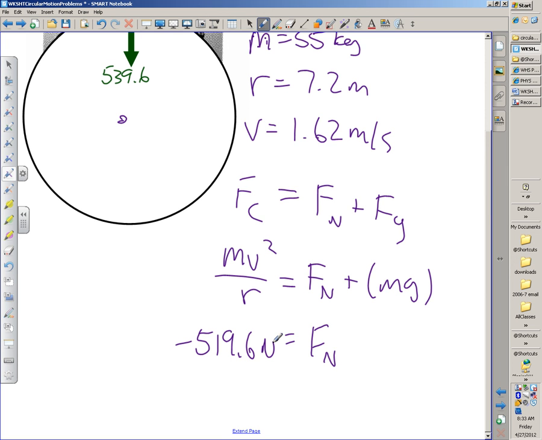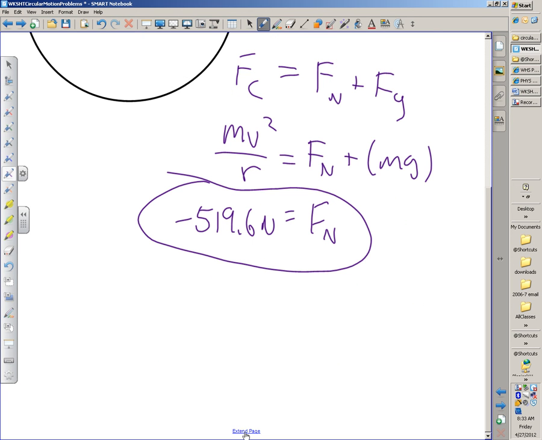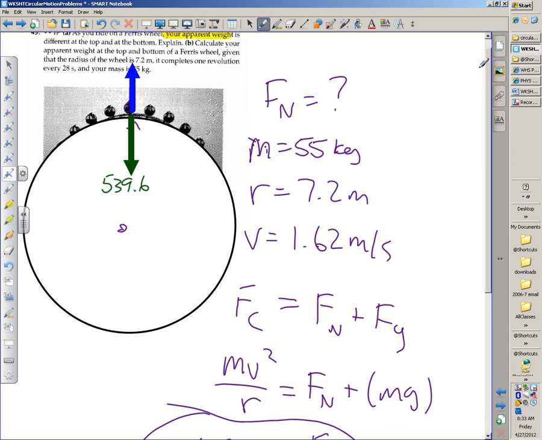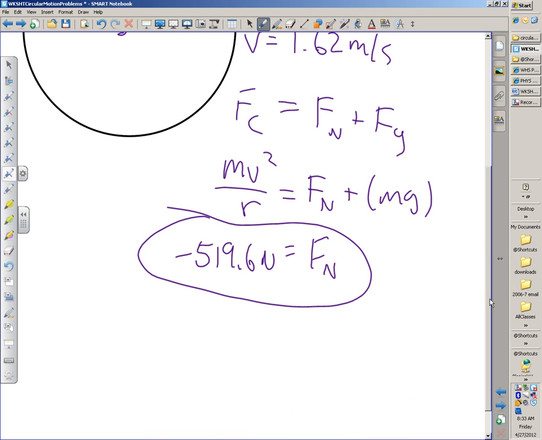Okay. All right, so let's talk a little bit about this answer. First, the fact that it has a negative sign, indicating what in this frame of reference? Which way is it pointing? Into the circle or out of the circle? Out of the circle. So we're good with the negative sign. However, value-wise, how does this value compare to the force of gravity? Do we need to pull it back up? Here's the force of gravity, 539.6. Here's the normal force we just calculated, negative 519.6.